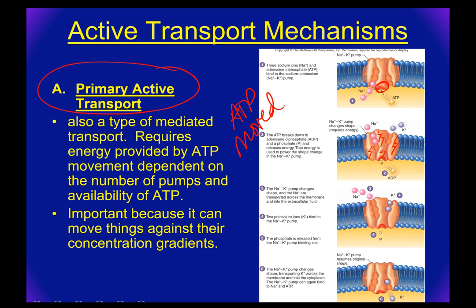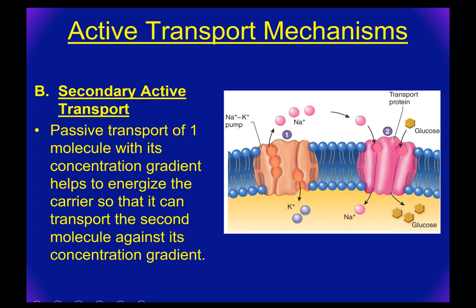Okay, secondary active transport. Secondary active transport still needs energy, but secondary active transport kind of uses a secondary way of making ATP.